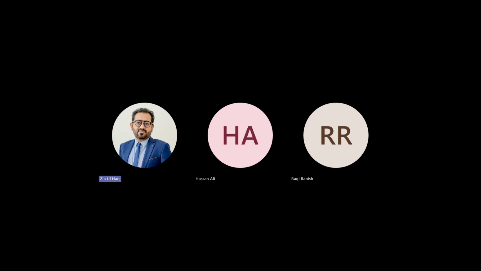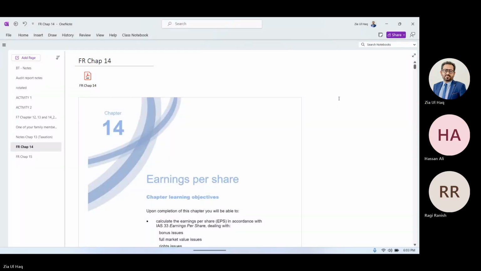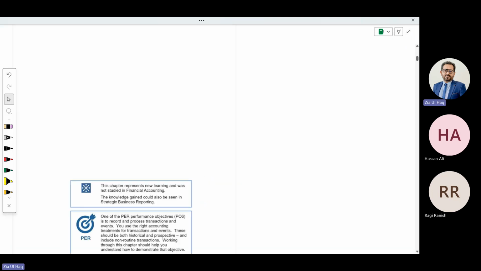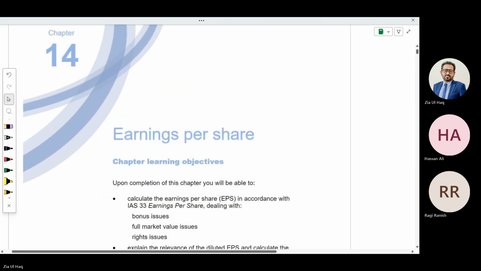Financial reporting. Chapters 1 to 13 we have covered so far. Let's move towards chapter 14, Earning per share. This is an accounting standard on earning per share, IAS 33.